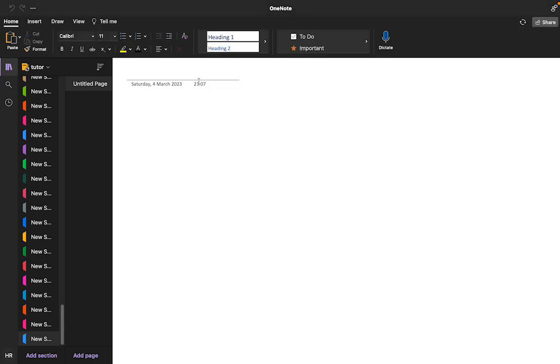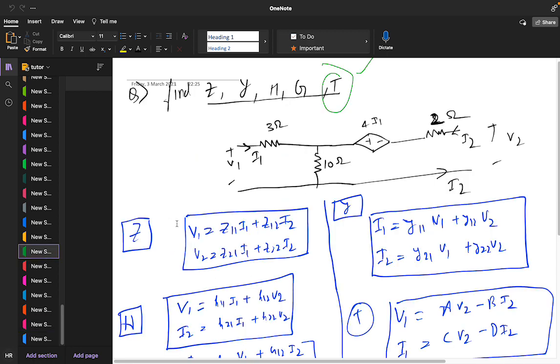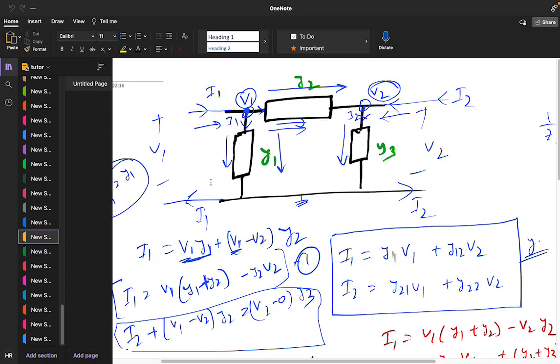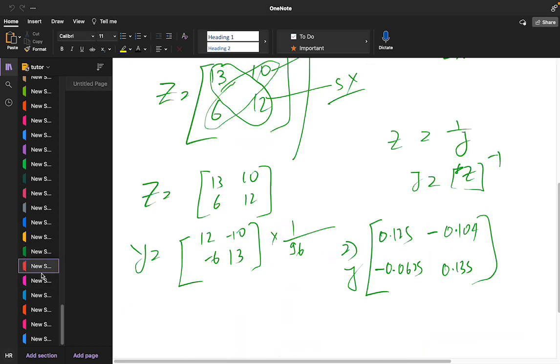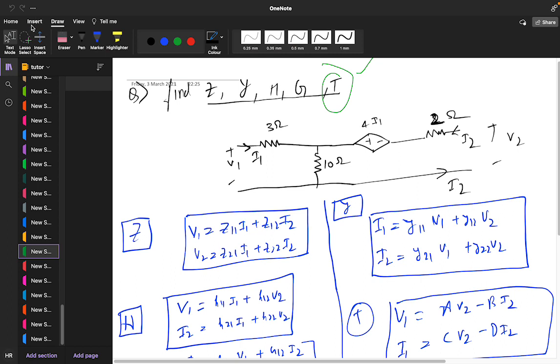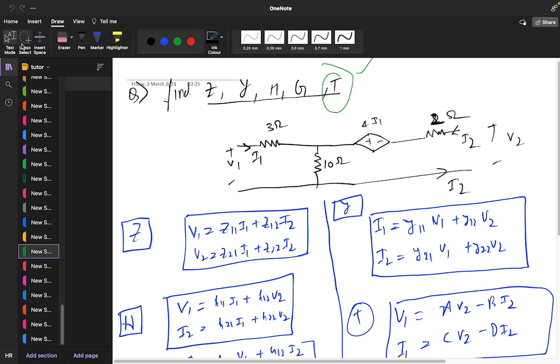For finding the t parameter, you need also, let me select the network. So we discuss this problem. Yeah, so we are doing this problem.